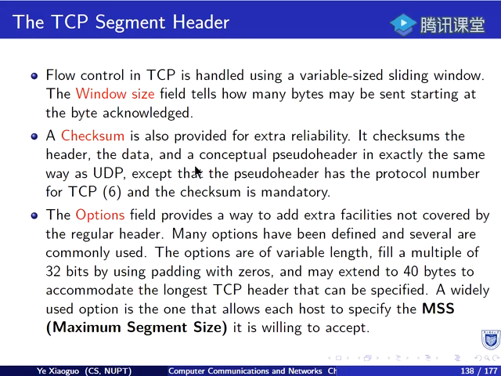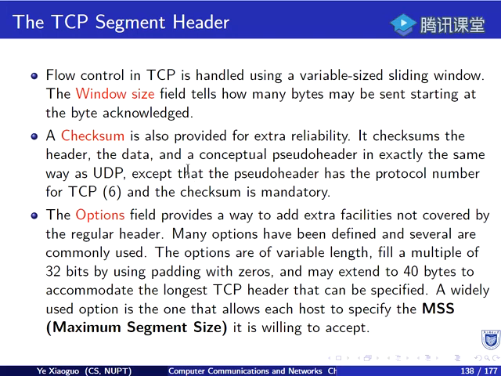The option field provides a way to add extra facilities not covered by the regular header. So the options field provides extended functions for TCP. Many options have been defined and several are commonly used. Options are of variable lengths.